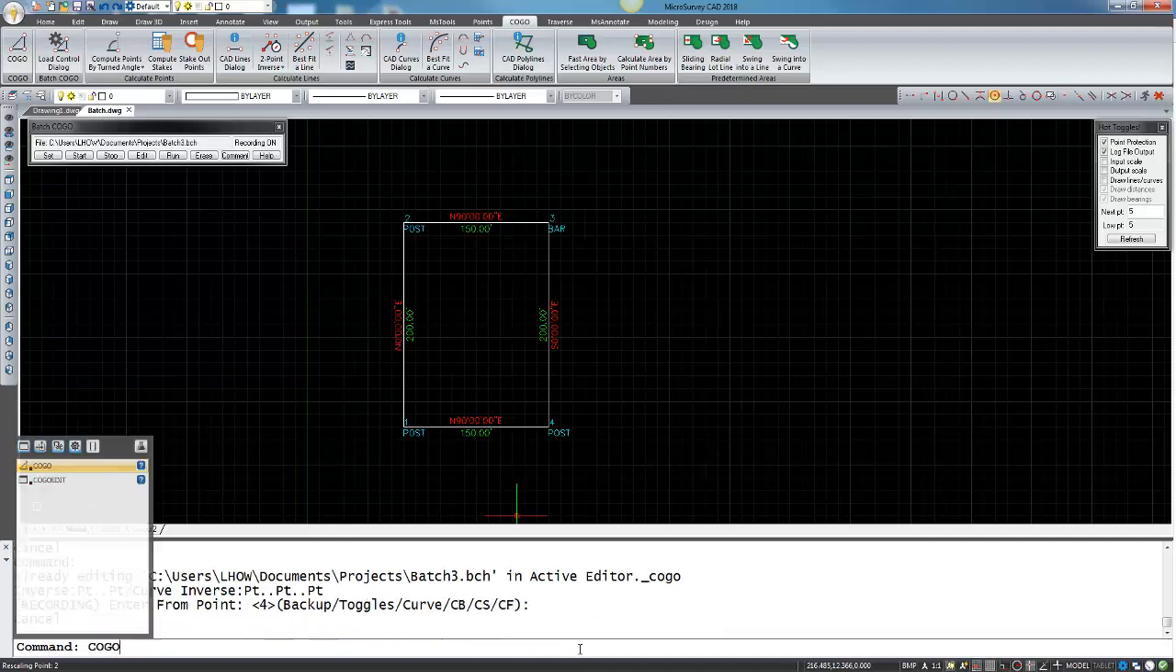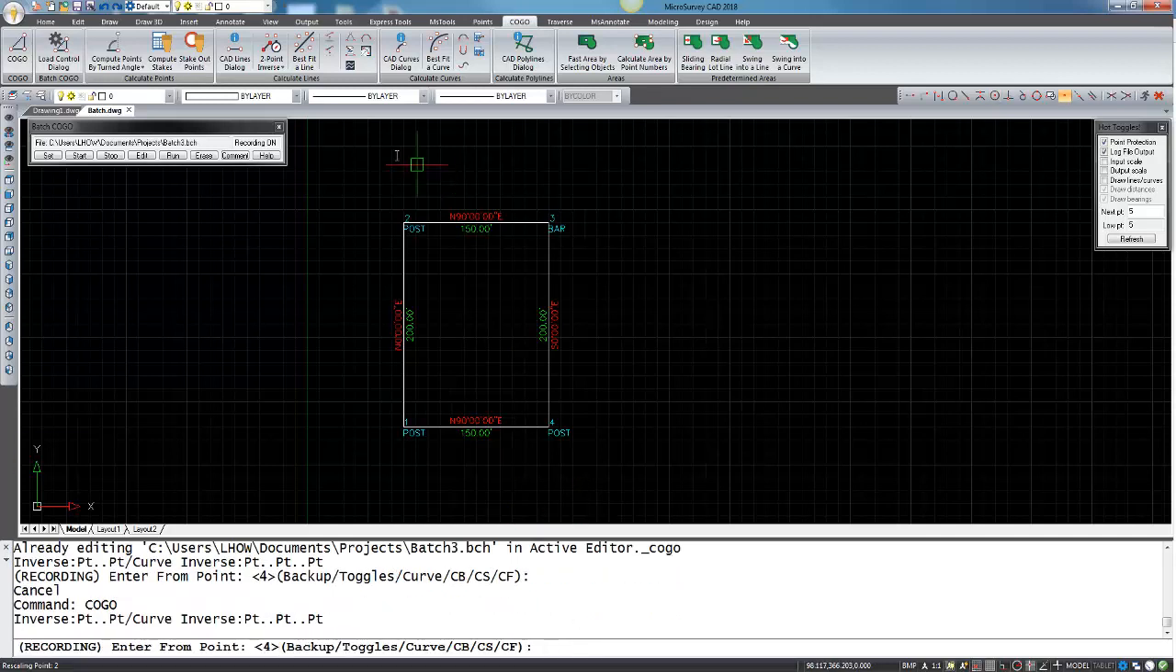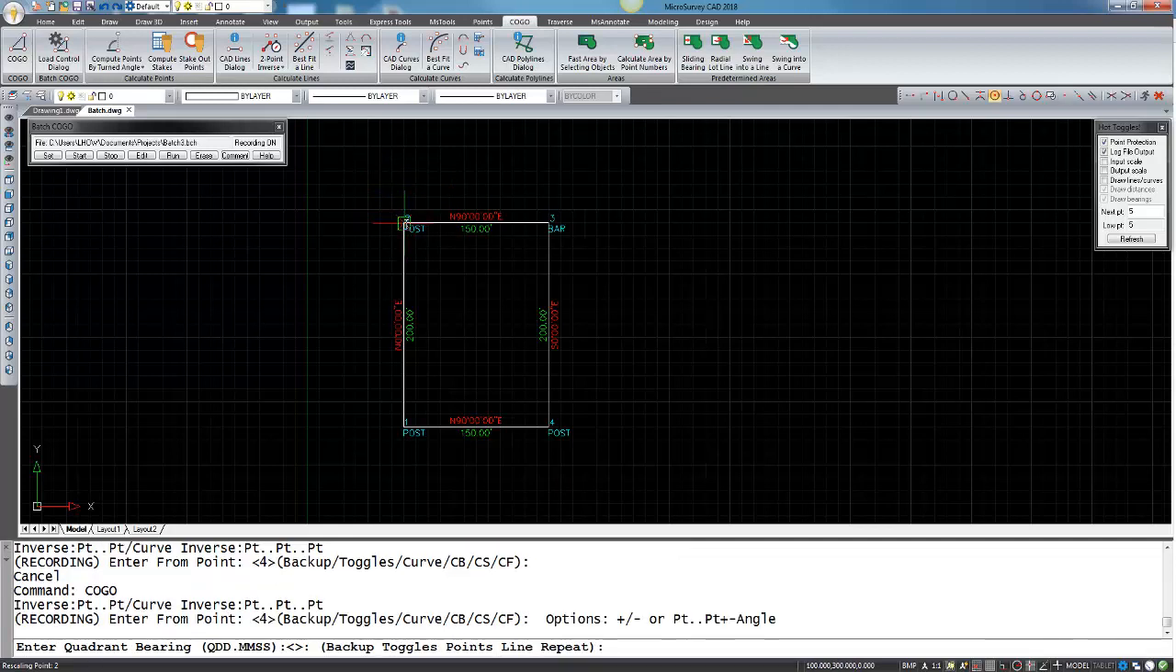So I'm just going to activate COGO, and I want to enter from point 2, and I'm going to use the bearing from 2 to 1 at an offset of 20 feet to the left. And to offset, you need to use the percent sign. And since we are offsetting to the left, we need to have a negative for the distance.